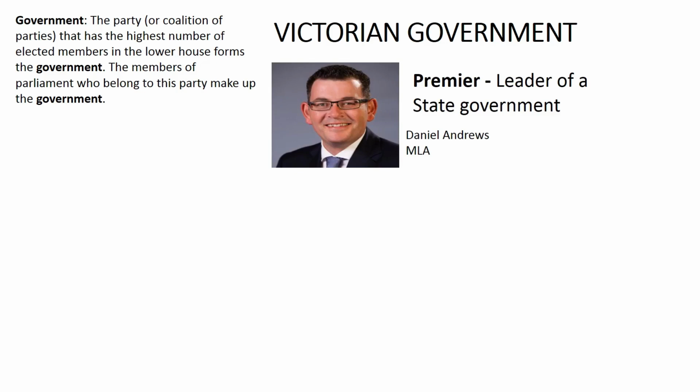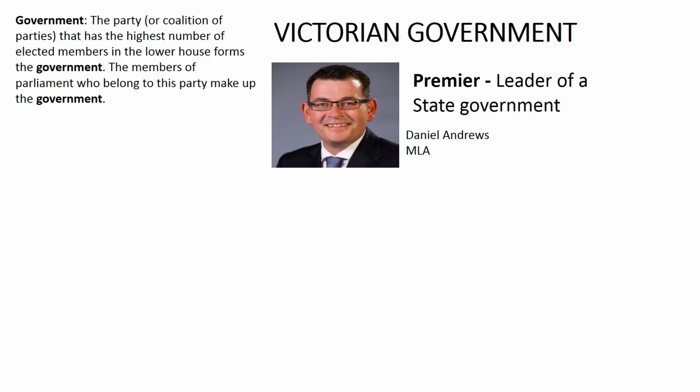A Premier is the leader of a state government. That is, they are the leader of the party that wins government for a particular state. In the case of Victoria, our Premier is Daniel Andrews, and that's because he's the leader of the Labor Party, which is the party that forms government in Victoria. It won the highest number of seats in the Legislative Assembly at the last election.